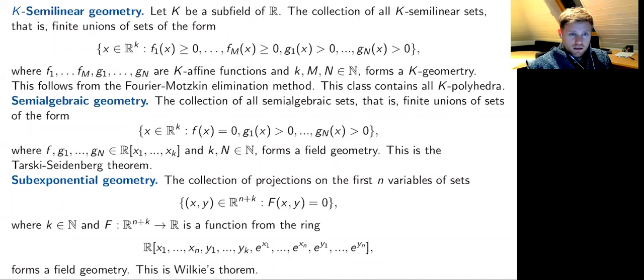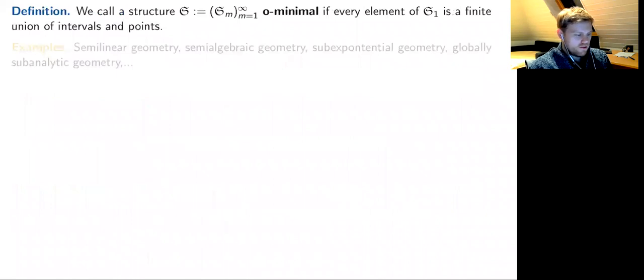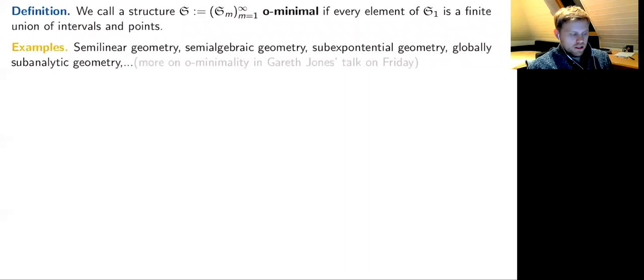All these geometries have something in common. What they have in common is they all satisfy a common notion of tameness, long ago invented by van den Dries, that we call o-minimal: a structure is o-minimal if every element of S_1, so all these elements that lie in R, is a finite union of intervals and points. All these examples you have seen, and a few more, are o-minimal. So semi-linear geometry, semi-algebraic geometry, sub-exponential geometry, sub-analytic geometry, which I didn't define globally, and so on.